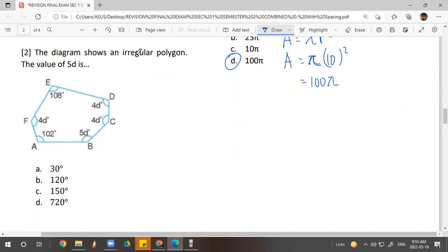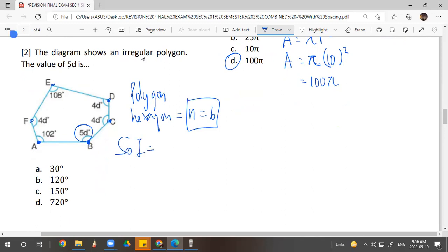Next, the diagram shows an irregular polygon. The question is asking you for the value of 5D. We have to understand how many sides we have: 1, 2, 3, 4, 5, 6. It's a polygon called a hexagon with n equals 6, and the total sum of interior angles is (n minus 2) times 180. That is the formula. So 6 minus 2 times 180 is 720 degrees, right?